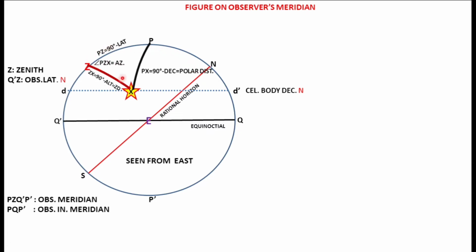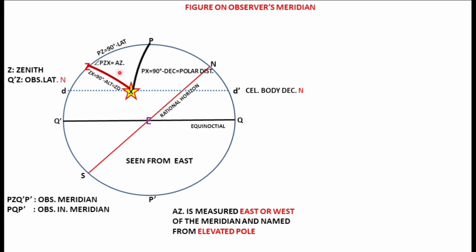Azimuth is the angle at the zenith contained between the observer's meridian and the vertical circle passing through the body here. Azimuth is named east or west of the meridian. The meridian is here and I'm looking at east. So the azimuth would be northeast in this case.